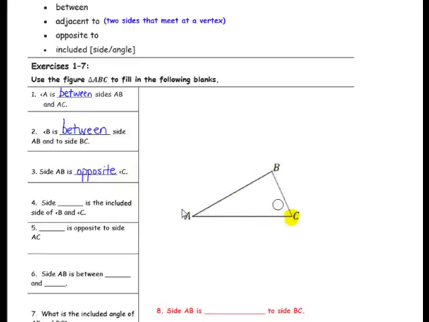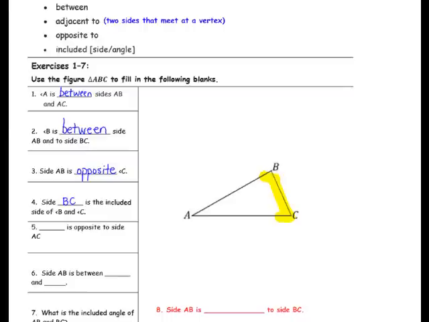Side blank is the included side of angle B and angle C. So here we have angle B and angle C. And the question is asking, what is the included side? The included side would have both B and C as part of the segment, and so that will be this side, BC. Notice how both of the vertices B and C are included in the side name BC.